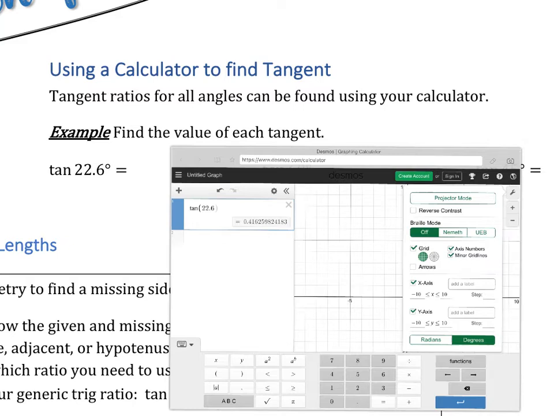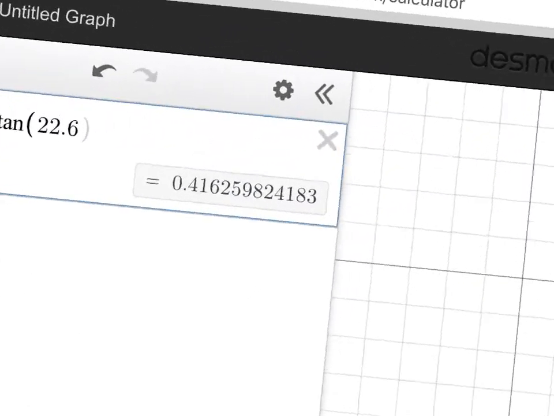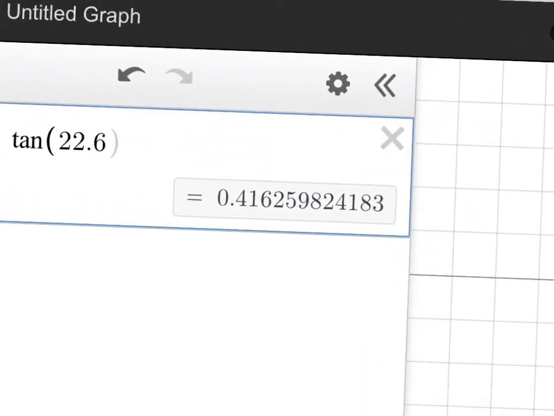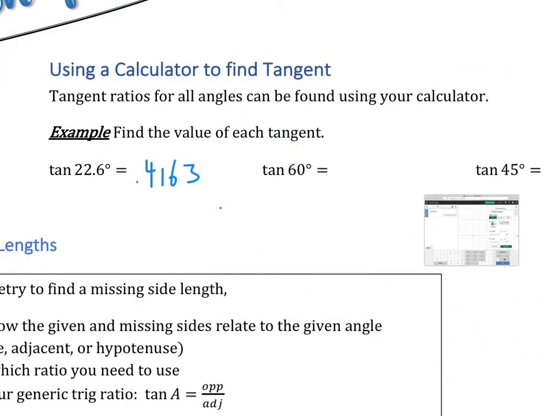Kind of small. Hopefully you can read it there, but that's what that is. So 0.4163 is our tangent. Okay. Now notice this here is 0.416259, so on and so forth. This is an irrational number. So you're going to have to round off, and when we write down trig ratios, we're going to round off to 4 decimal places, okay? So keep that in mind.